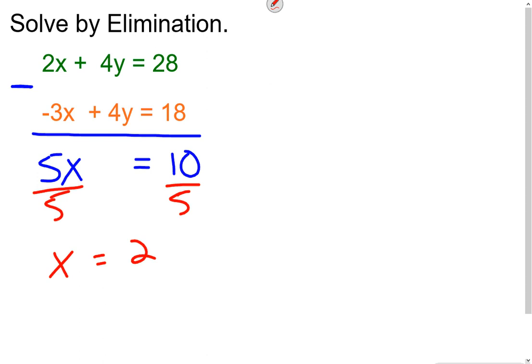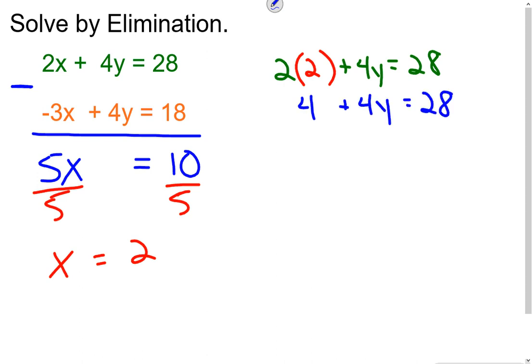And now I plug it back into one of the equations. This time I'm going to look up there and pick the green one, and the reason I'm going to pick the green one is because everything is positive in that one. So I have 2 times my x value, which is also 2, plus 4y equal to 28. Work on solving this equation. So I'm going to have 4 plus 4y equal to 28.